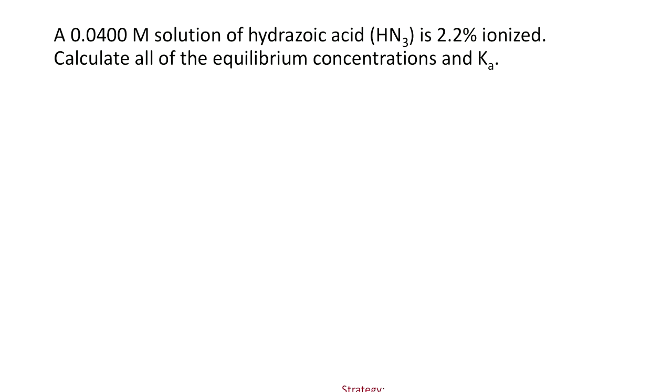All right, so we have a 0.04 acid solution. It is 2.2% ionized. Calculate equilibrium concentrations of everything and Ka. Yikes.